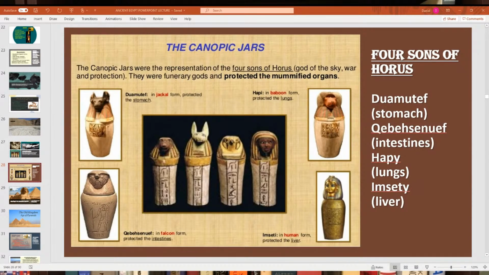And each one has an image of themselves, by the way, to give you an idea. Duamutef looks like a jackal, you can see. Qebehsenuef looks like a falcon. Hapi looks like a baboon. And then Imseti looks like a human.